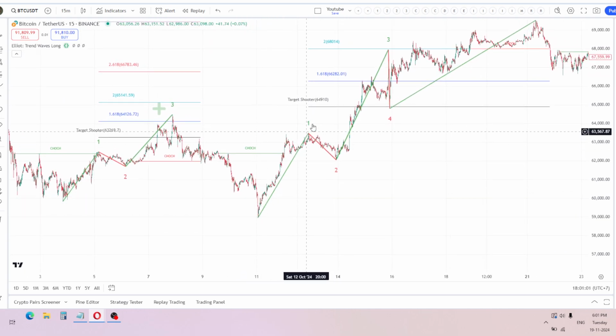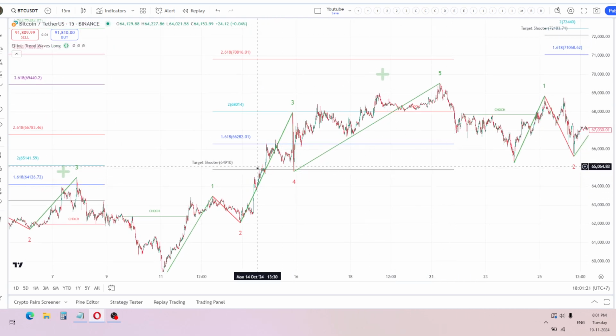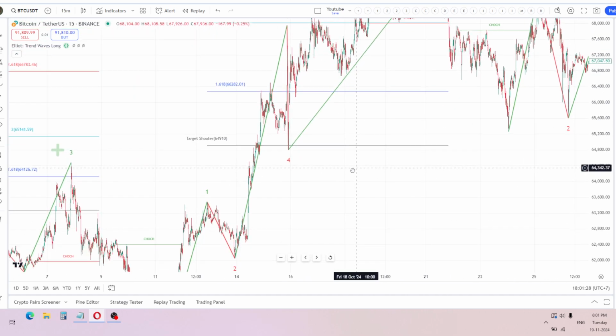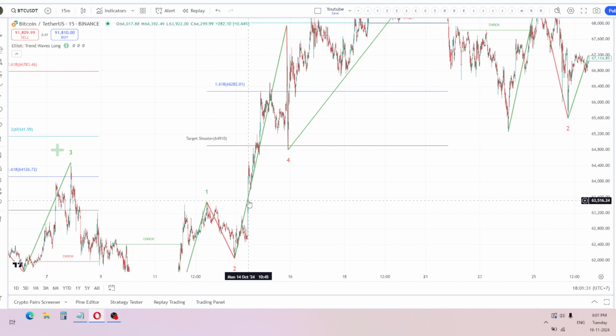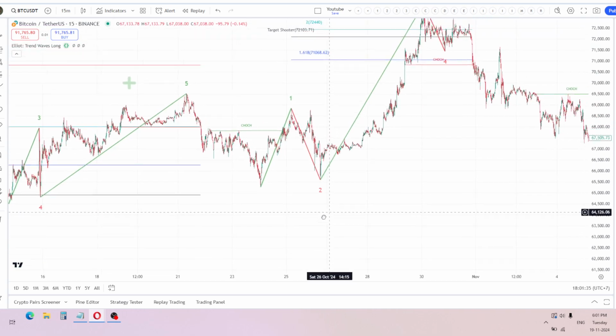Next trade, first wave, second wave, made entry, stop loss here, move stop loss here, first goal by target shooter is reached, 1.6 Fibo, second Fibo target is reached, and the change of character is over here. So we made entry at this point, made exit here, the rest of the position.